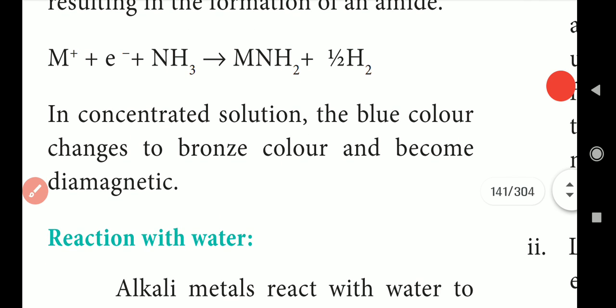In the concentrated solution, the blue color changes into a bronze color, and then it becomes diamagnetic in nature.